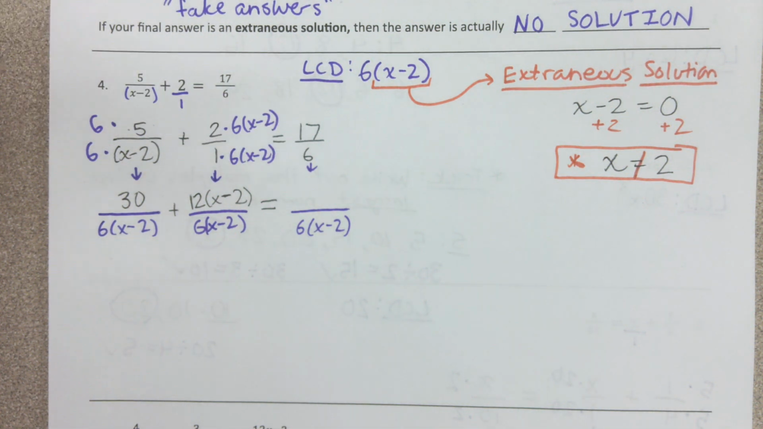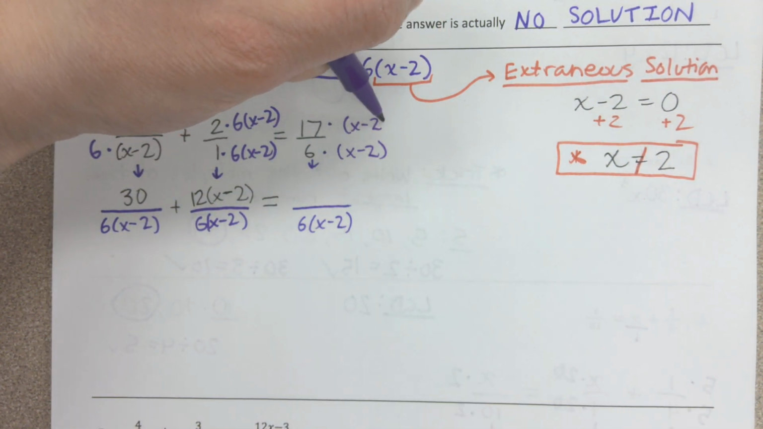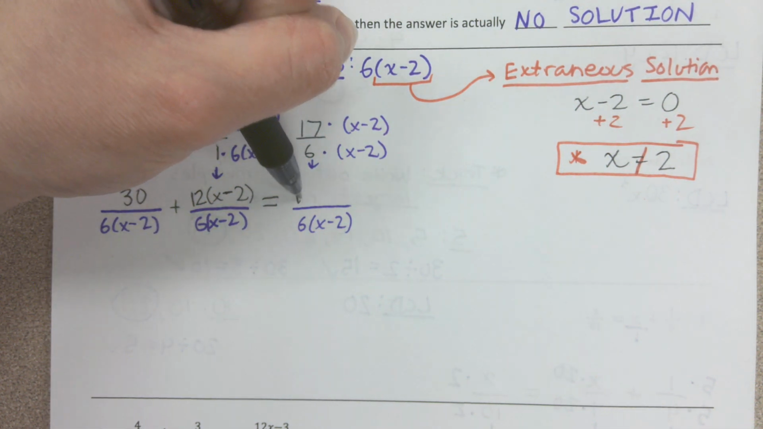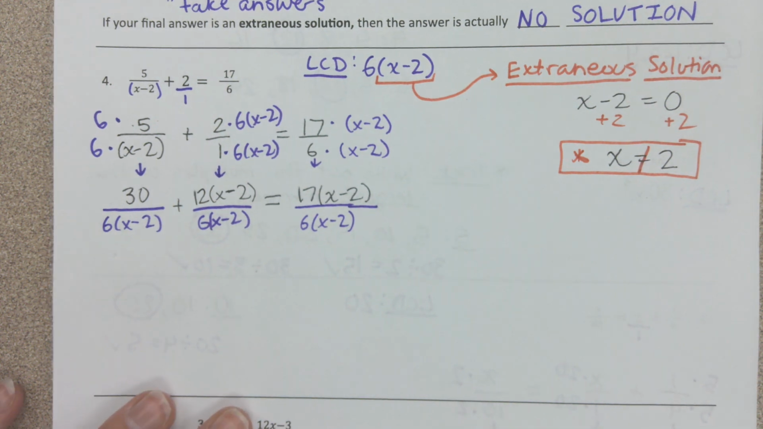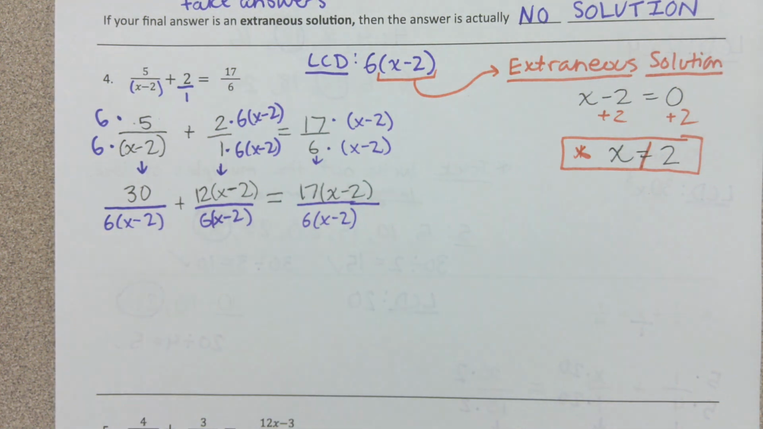Lastly, I have 17 over 6. It's missing the x minus 2, so I'll multiply top and bottom. And for the top, I'm just going to bring both of these down together. 17 times x minus 2. Okay. At this point, make sure all three denominators are the same. If any of them are different, you cannot drop. That would be breaking the algebra rule. They are the same, so we can drop.